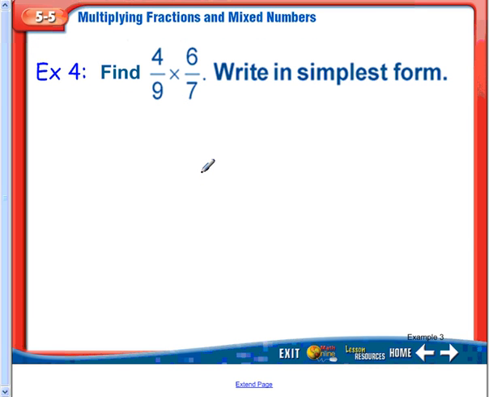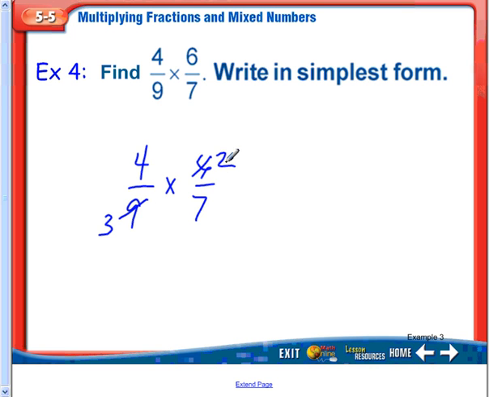Example number 4, find 4/9 times 6/7. So I'm going to go ahead and rewrite this one as 4/9 times 6/7. Okay, now again, 2 can go into both of my numerators, but I am not able to simplify among numerators. I have to do numerators with denominators. So 4 cannot go into 9, but 6 and 9 both have a factor of 3. So I'm going to divide 6 by 3 to get 2. I'm going to divide 9 by 3 to get 3.